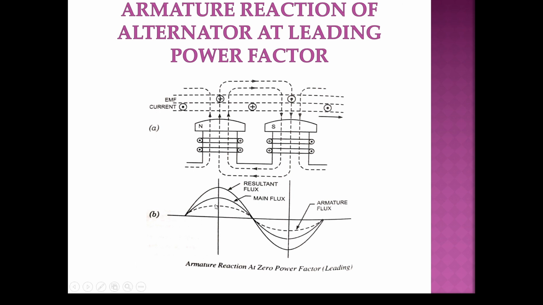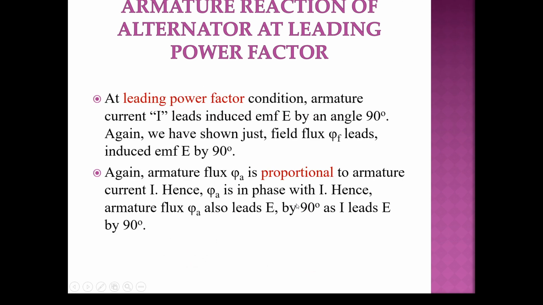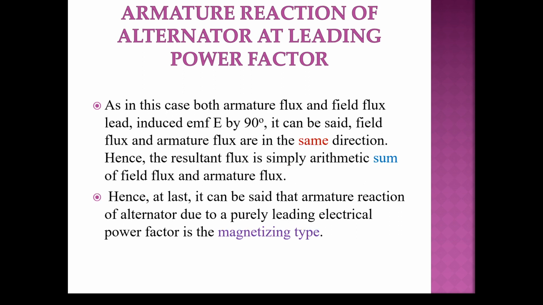So here main flux, the armature flux, resultant flux. In the leading power factor condition, armature current I will lead EMF induced by 90 degrees. Phi F will lead induced EMF E by 90 degrees. Phi A is proportional to I and phi A is in phase with I. So phi A also leads E by 90 degrees, as I leads voltage by 90 degrees. Because it is a leading power factor, current will lead the voltage by 90 degrees.